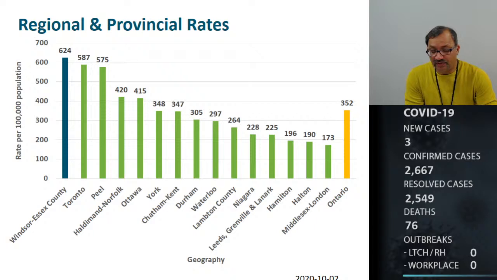Looking at the regional and provincial rates of COVID-19 across the province, Windsor-Essex continues to have the highest rate in the province, and what we are seeing is that other regions such as Toronto and Peel have seen a recent surge in the number of cases. They are coming closer to the case rates that we have seen in Windsor-Essex.